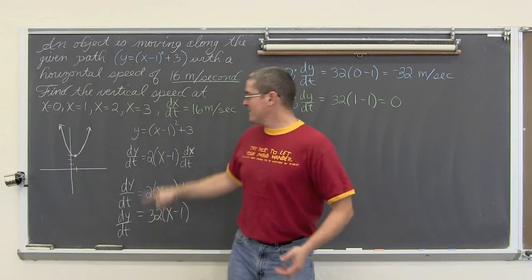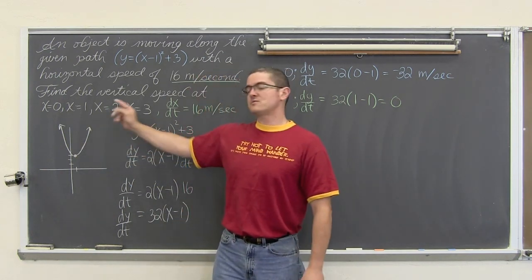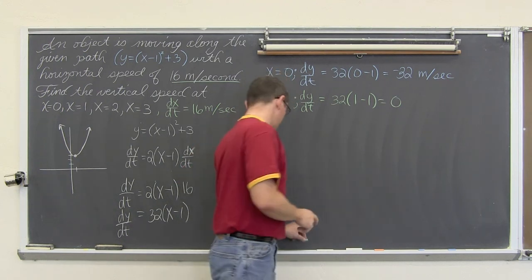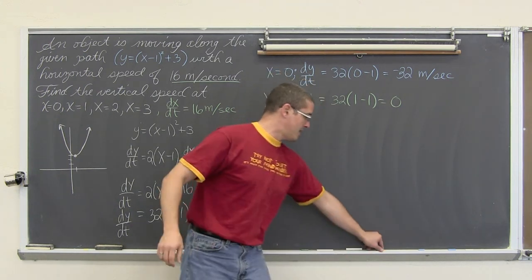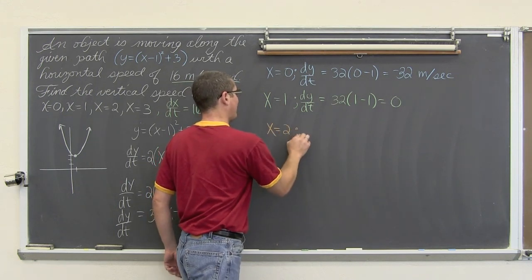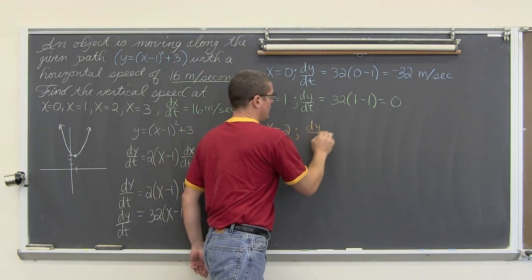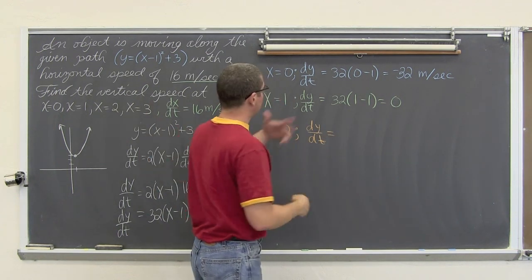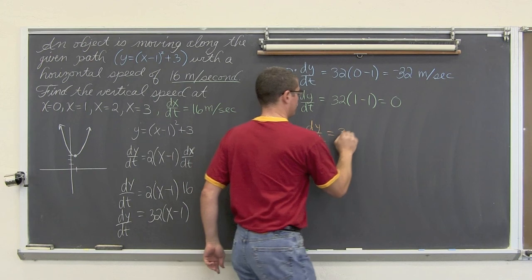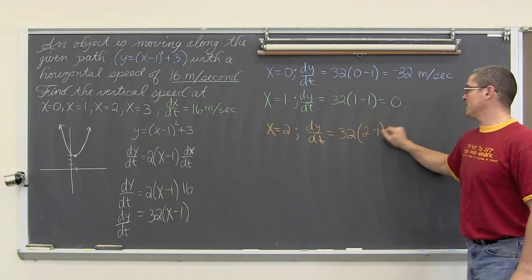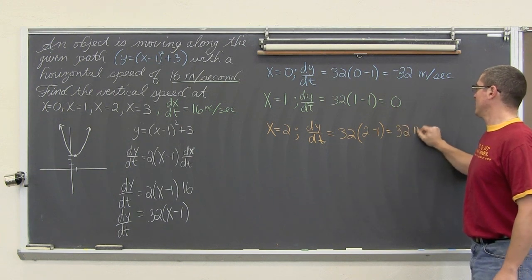We have symmetry in this parabola, so when we go to use the value of 2, we should have that 32 show up again, but only be positive this time, because we are rising up to the right. So x is equal to 2. So dy over dt is equal to 32 times 2 minus 1, and indeed that is positive 32 meters per second.